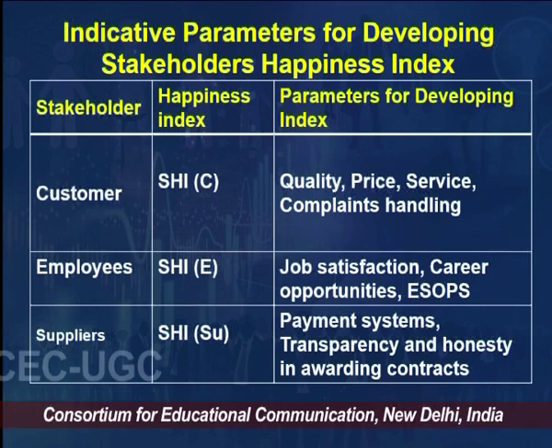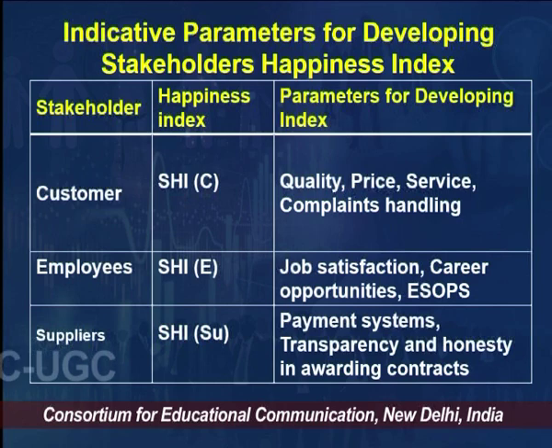Now for employees, parameters can be job satisfaction, career opportunities available in the company, the kind of escalation they are going to have in the company, the kind of career advancement plans they have, and ESOPs, that is employee stock option plans which the company is offering. So on the basis of these parameters, another index for another component of the stakeholders happiness index, SHIE, can be developed. Third one is for suppliers.